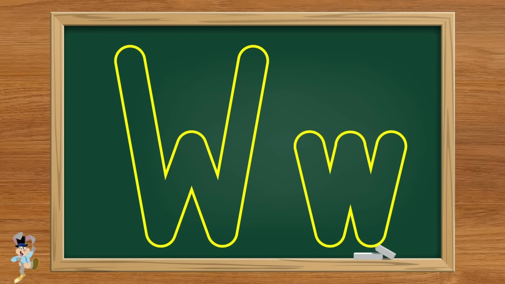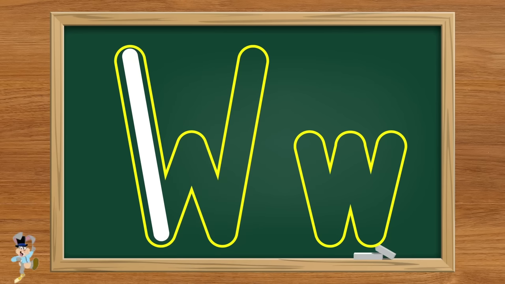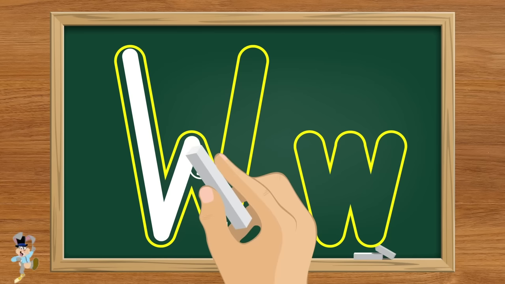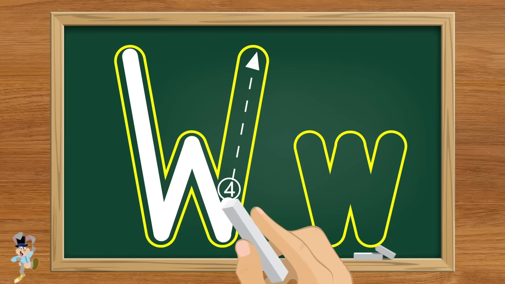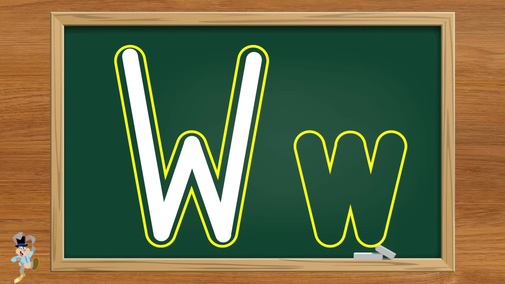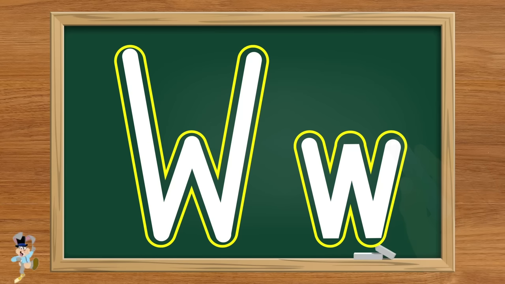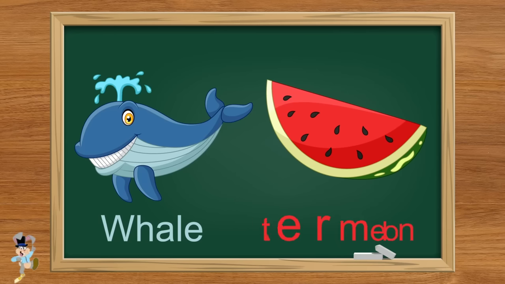Let's learn how to write the letter W. W is for whale. Watermelon.